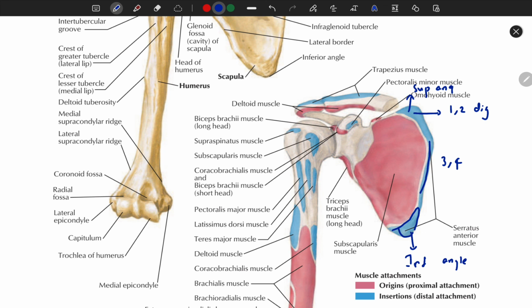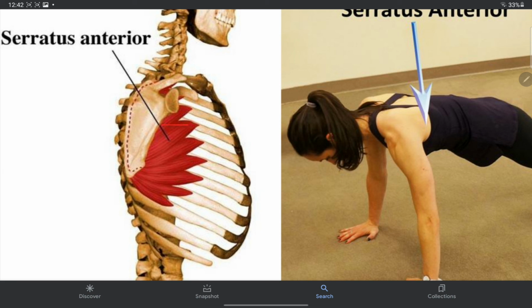This serratus anterior muscle is called a boxing muscle because it is used for punching or pushing. So this muscle will help in the protraction of the scapula along with the pectoralis minor muscle. As it is inserted into the medial border of the scapula, it keeps the medial border along with the chest wall.